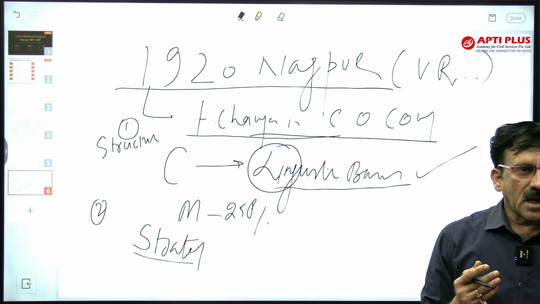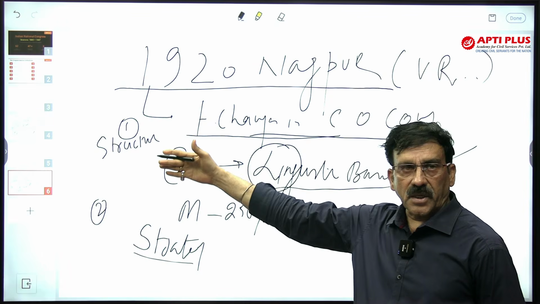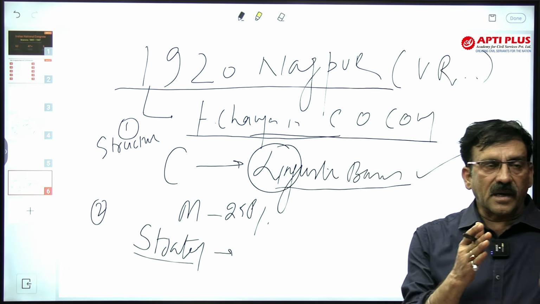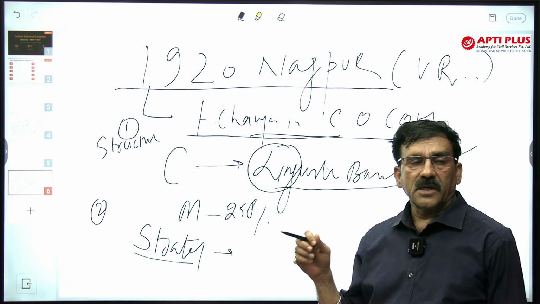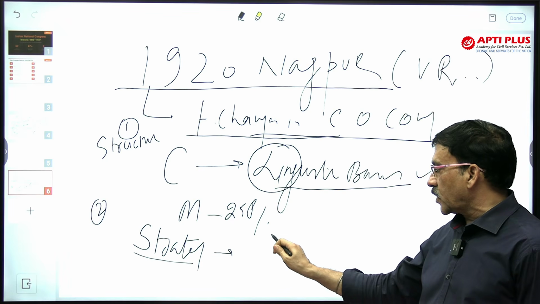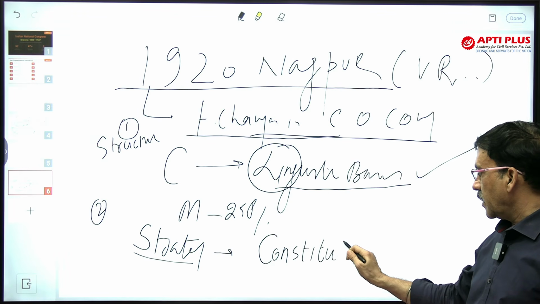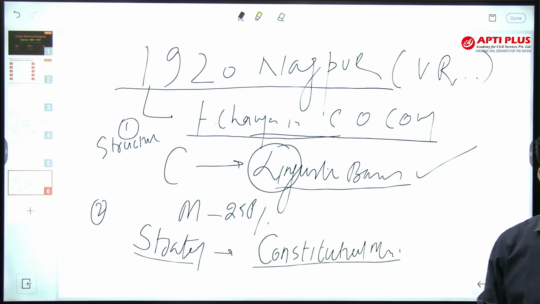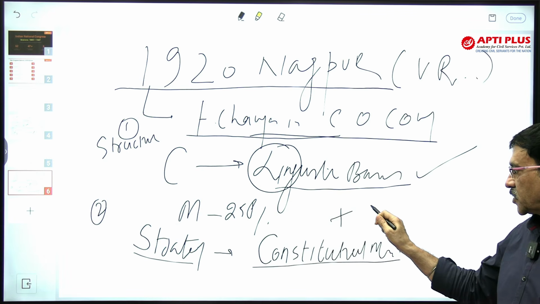So in 1920, again Congress is coming in a new incarnation. What is the incarnation now? A decentralized structure is coming. In strategy, Gandhi is widening the ambit of strategy. That is, in 1906, it was provided that Congress will follow only constitutional means. Congress will follow only constitutional means for Swaraj. This was the position in 1906. But Gandhi had widened it. What did Gandhi add? Gandhi added 2 more streams inside this.